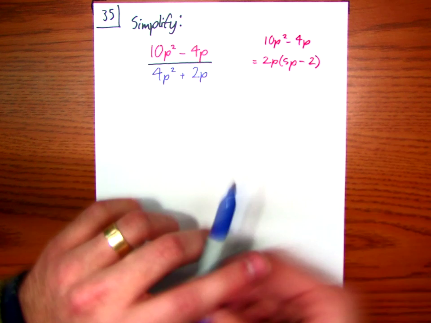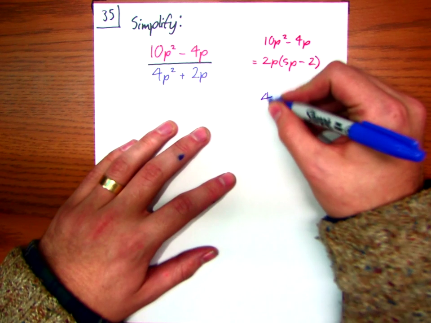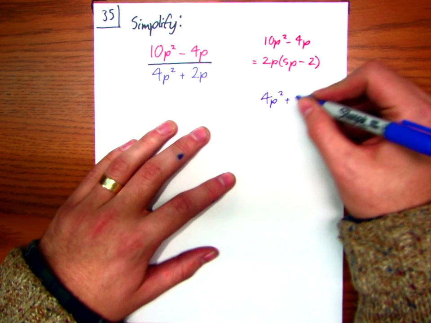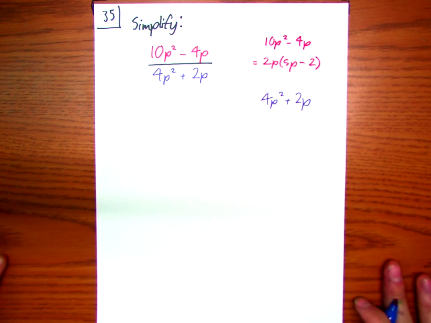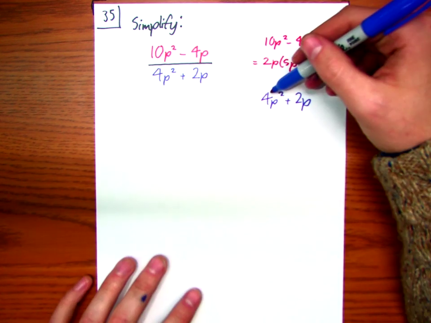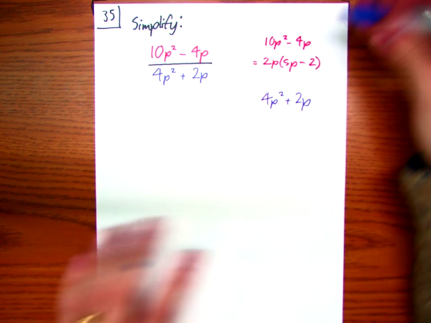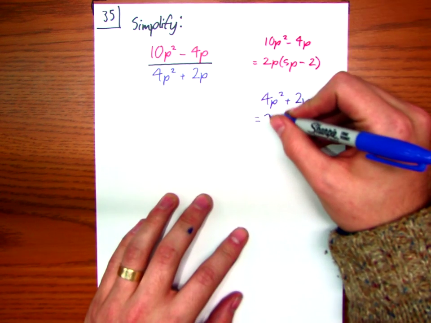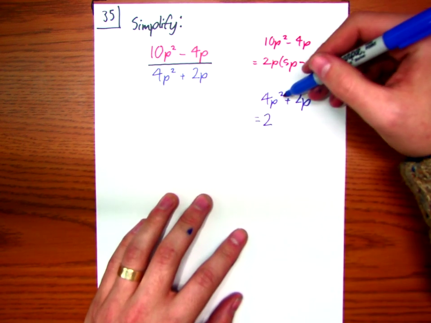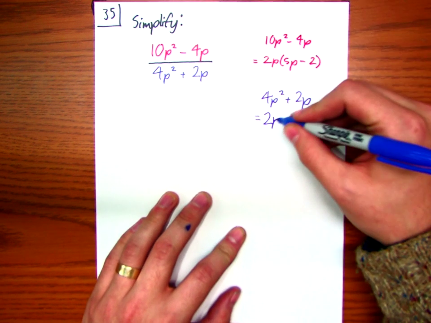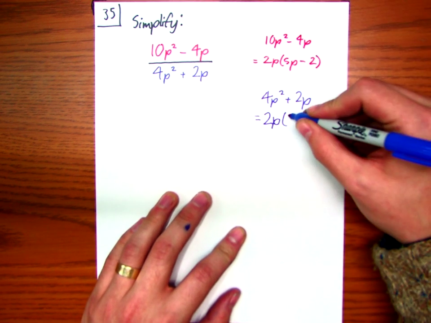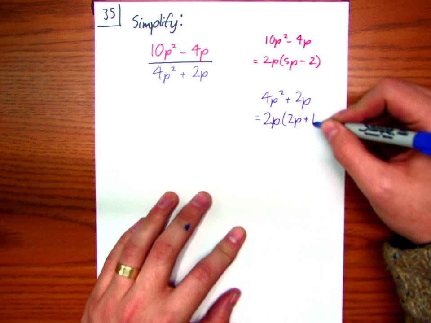How do I factor the denominator? 4p squared plus 2p. Well, again, the first technique you always try is GCF. If I look at 4 and 2, I see that a 2 is the biggest thing that comes out of both those numbers. I also see there's a p squared plus p, so a p comes out of both terms as well, leaving behind 2p plus 1.